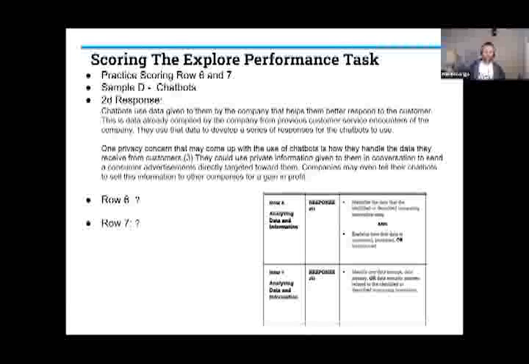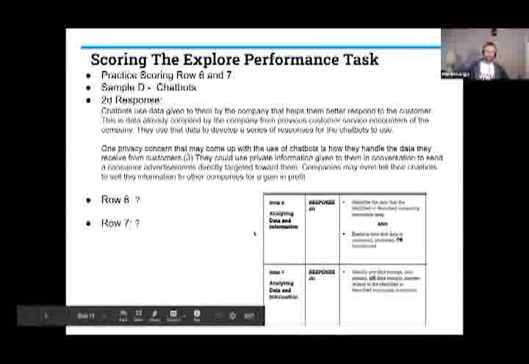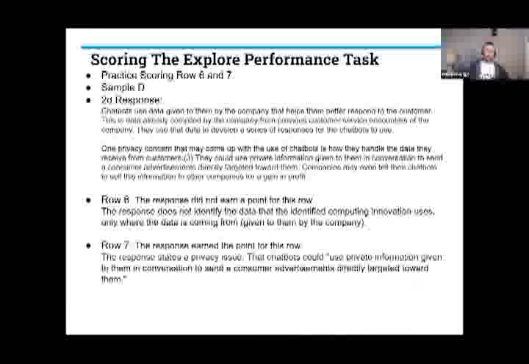One privacy concern that may come up with the use of chatbots is how they handle the data they receive from customers. They could use private information given to them in conversation to send a consumer advertisements directly targeted toward that. Companies may even tell their chatbots to sell this information to other companies for a gain in profit. All right, so let's take a look at row 6. Row 6, remember, says identifies the data that the identified or described computing innovation uses and explains how that data is consumed, produced, or transformed. Row 7, identify one data storage, data privacy, or data security concern related to the identified or described computing innovation. All right, so pause the video and decide for yourself if the student gets rows 6 and 7.